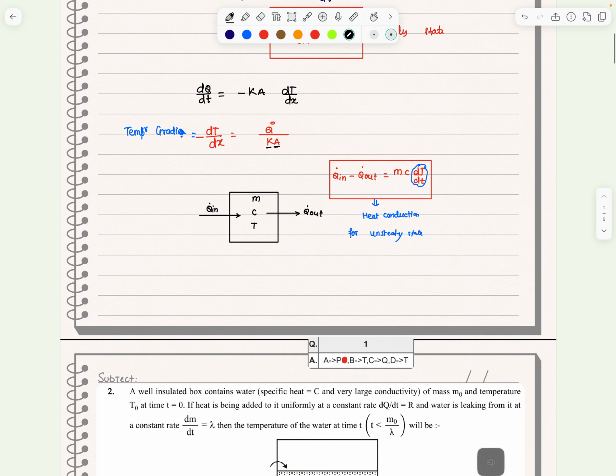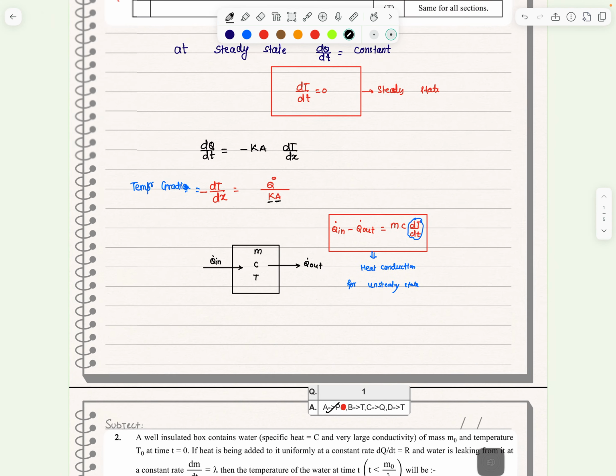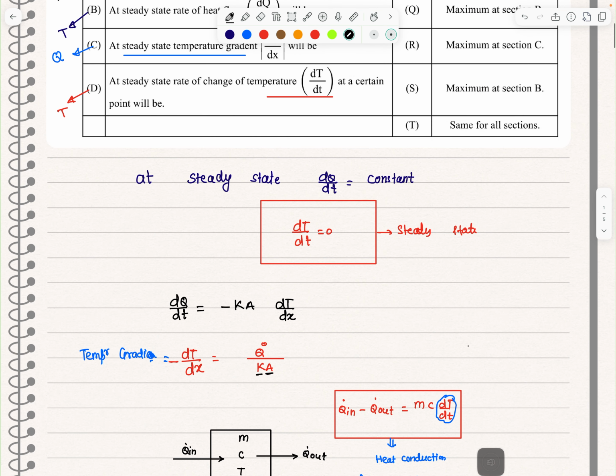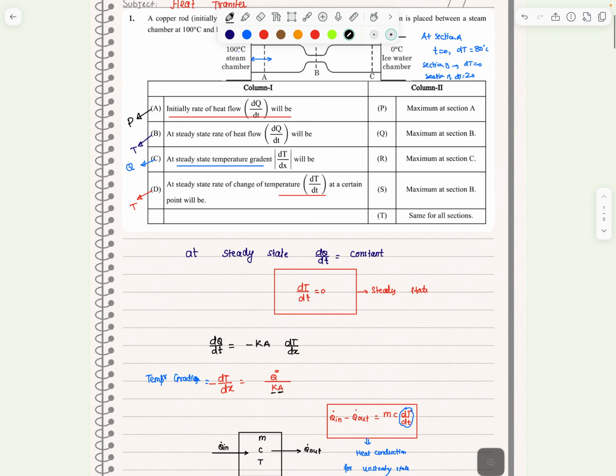Let's see the answers they have mentioned. A, they are matching with P, our answer is also the same. B, they are matching with T, B is matching with T, correct. C is Q and D is T, that's correct. I hope you understood this part. Let's see question number 2.